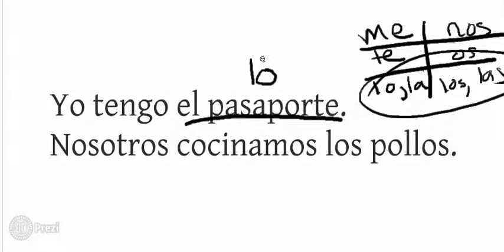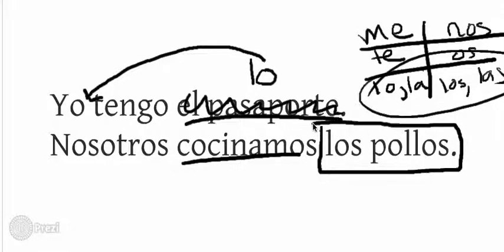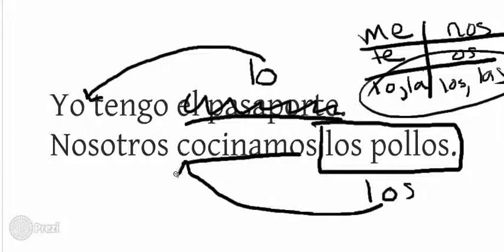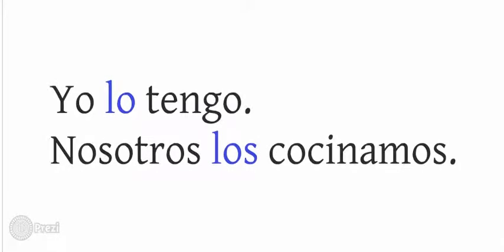Where do I put the lo? Before the conjugated verb. Yo lo tengo. Remember, we don't need this anymore because we've replaced it. Nosotros cocinamos los pollos. We cook what? The chickens. What can I replace los pollos with? Los. Where do I put it? Before the conjugated verb. All right, that's pretty messy. Here's what your answer should look like. Yo lo tengo. I have it. Nosotros los cocinamos. We cook them.